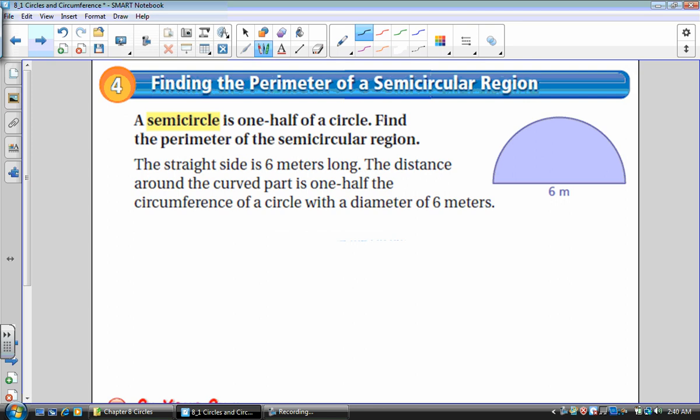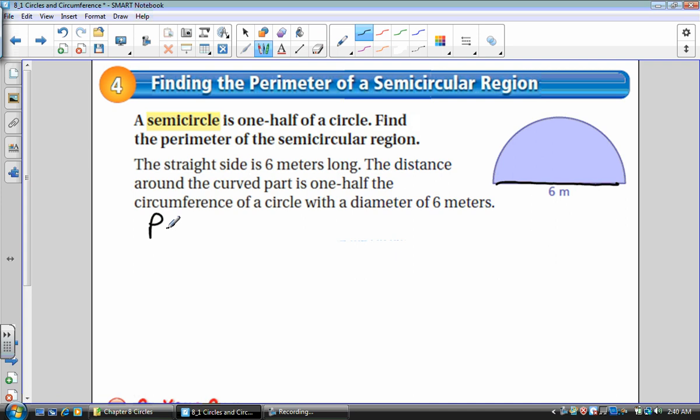Okay, let's do a couple more. The semicircles. A semicircle is one half of a circle. Find the perimeter of the semicircular region. Well, the straight side is 6 meters long, right? So we know that this is 6. And we know that this distance around here is half of a circumference. So we're going to have to find that half of a circumference.